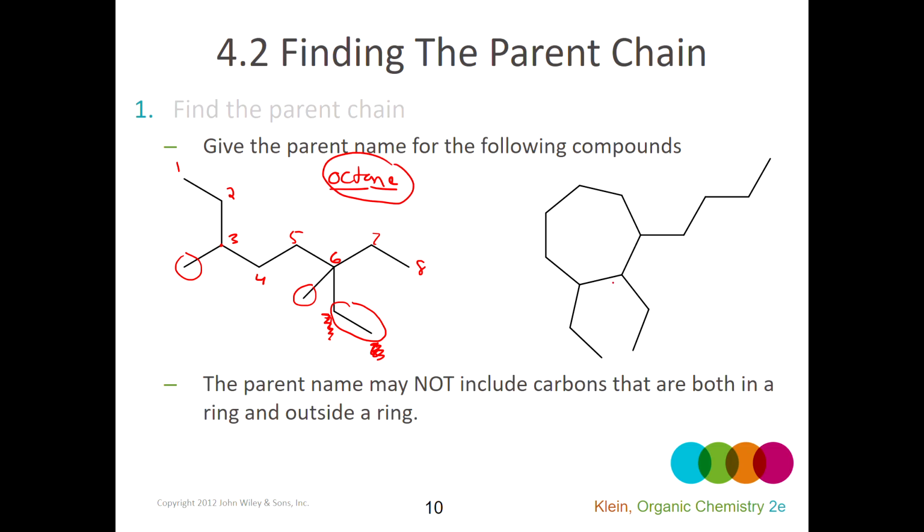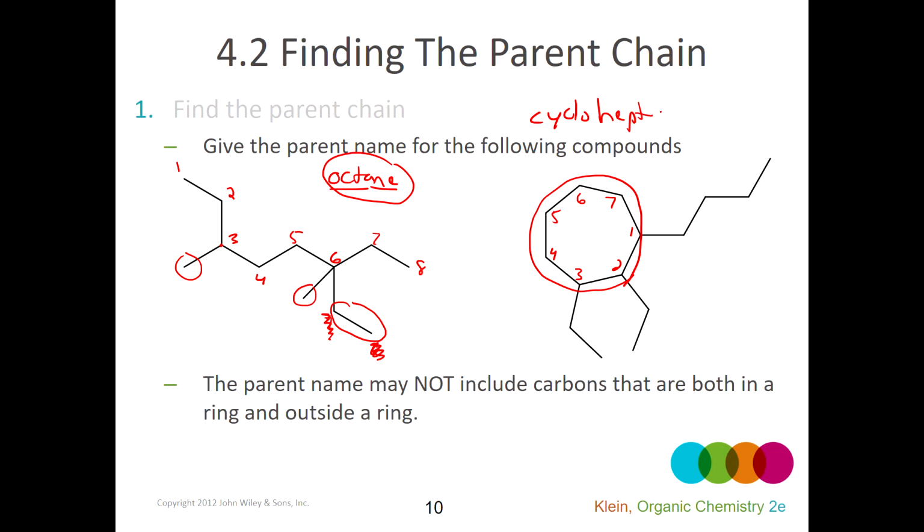What's the parent chain over here? Well, when you're finding your parent chain to name this compound, if there's a ring, the ring and only the ring must be your parent, or the entirety of the ring must be a substituent or side group from the parent. So if I number this 1, 2, 3, 4, 5, 6, 7 carbons, that's the most carbons I can get connected together. That would be cycloheptane.